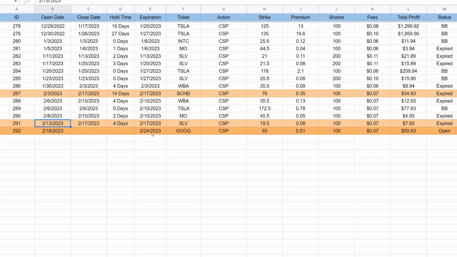Then the other one that we had was that on the 13th of February, we ended up placing an SLV cash secured put. That was a weekly that expired on the 17th. This was a strike price of $19.50. They paid us $8 for the contract, and this one did expire worthless, so we held it for about 4 days. The other one on the 16th of February, we placed a Google cash secured put for a strike price of $93. They paid us 51 cents. This one is still open, and this one will expire on the 24th of February. So we'll see what happens next week.